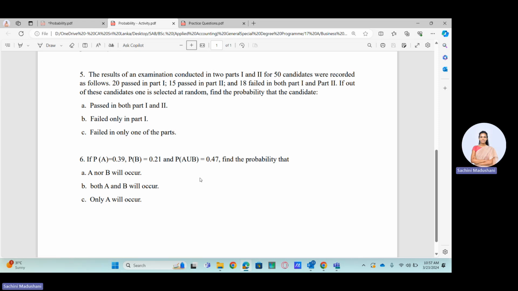Why do we put intersection? It indicates both. They passed part 2, but they failed in part 1. Then we put the intersection. Now clear? This is the theoretical way we find the probability value. What is the answer? P(B) is 15 over 50. Intersection is 3 over 50. The answer is 12 over 50. Correct?